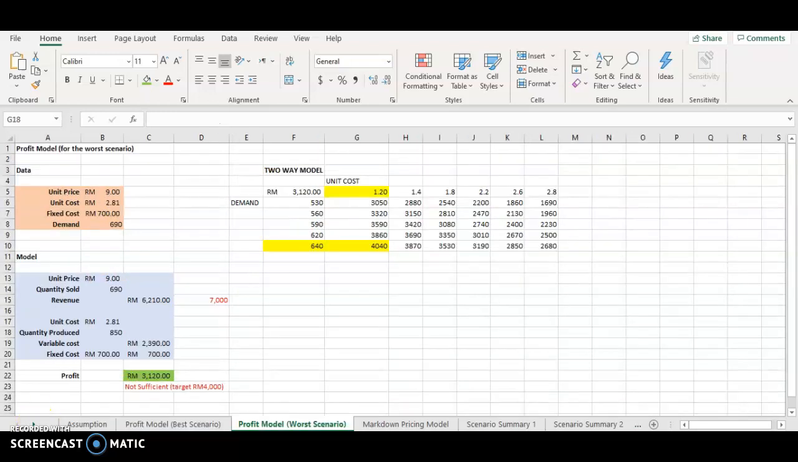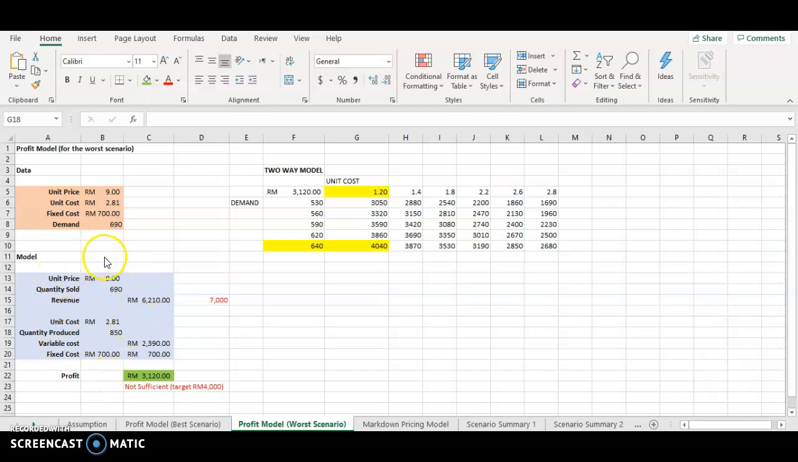Now, I will be presenting on the profit model for the worst scenario. For the data, I put the data based on the assumption that have been done in the assumption sheet, where the unit price are not changed. The unit cost is 2 ringgit and 81 cent. The fixed cost is 700 ringgit, and for the demand is 980.